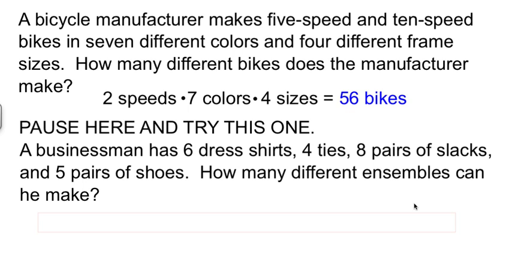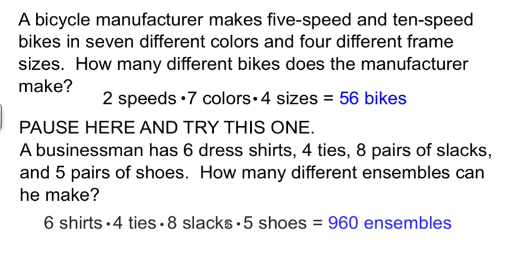So our businessman has 6 shirts, 4 ties, 8 pairs of slacks, and 5 pairs of shoes. So this stylish guy here could make 960 different ensembles. 6 shirts times 4 ties times 8 slacks times 5 shoes. Making a tree for that would have been a lot of fun.